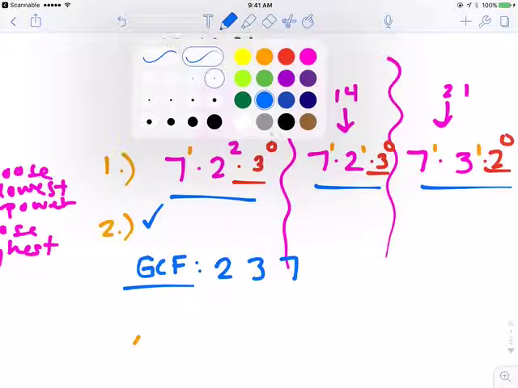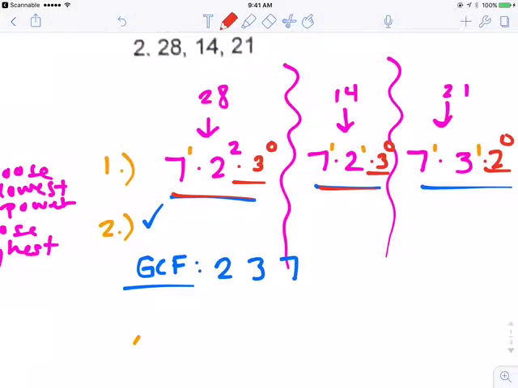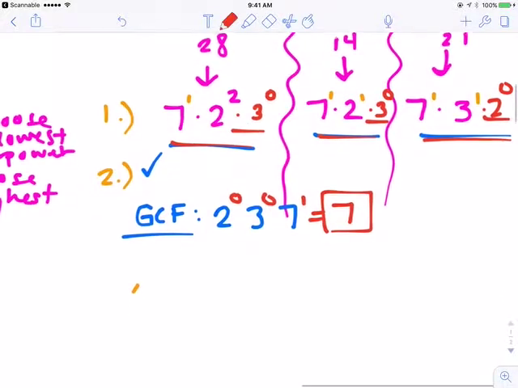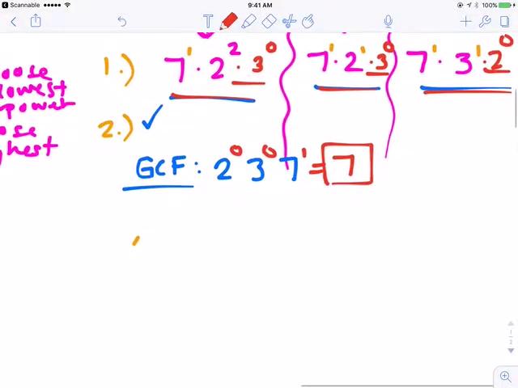Okay, so let's find the lowest power of 2 in these 3. What is the lowest power of 2? 0, right? If you look up there, the lowest one is 0. So 2 to the power of 0. What about for 3? What's the lowest power of 3? 0. What about 7? 7, the lowest power is 1. So my GCF is just 7, right? There you go. Does that make a little more sense?